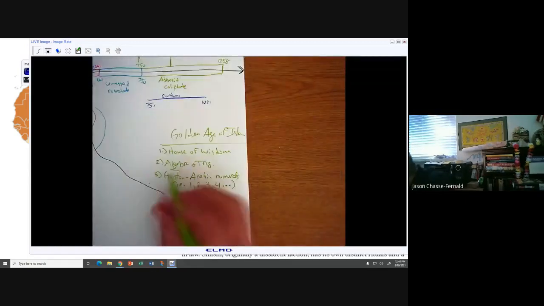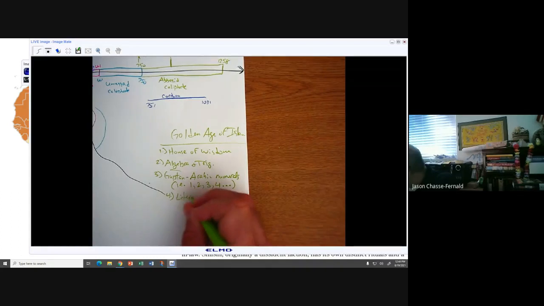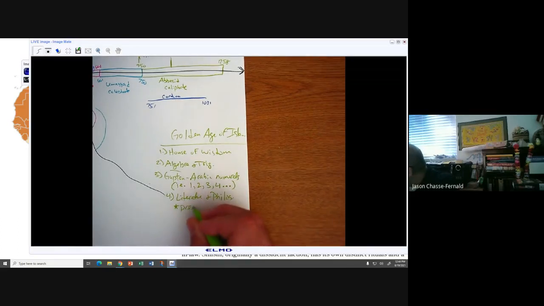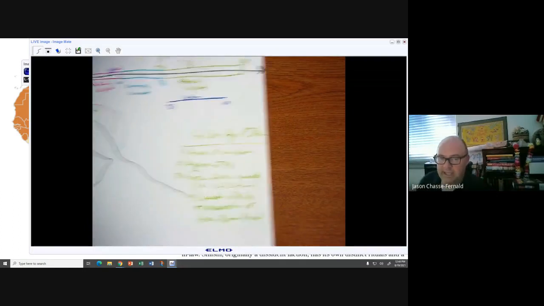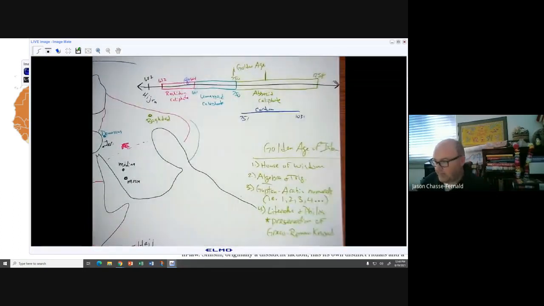Other things that we see coming out of this golden age are literature and philosophy. And I'm just going to focus on one thing: preservation of Greco-Roman knowledge. The majority of what we have preserved today from ancient Greece and Rome does not come from European sources, or we don't trace those back to European sources.